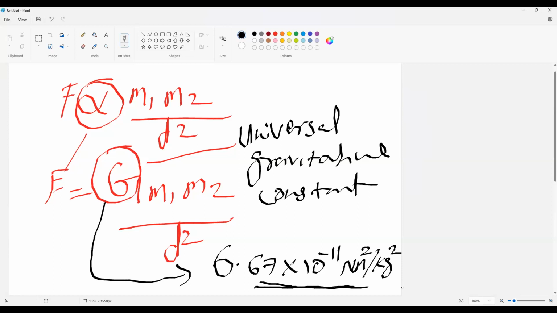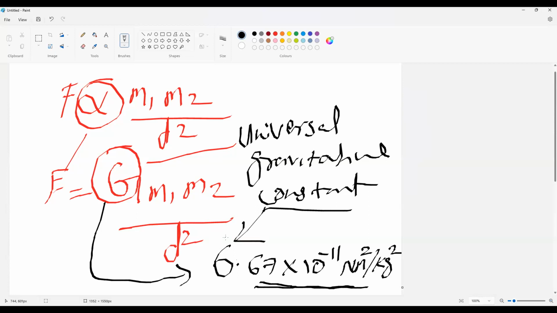What is the SI unit? Newton meter square and kg square. So we need to understand what this Newton meter square is, and how it has come. The universal gravitational constant is given a value, 6.67 into 10 to the power minus 11. This value will be asked in all the numericals. Without understanding this value, we cannot do the numericals of the gravitation chapter.